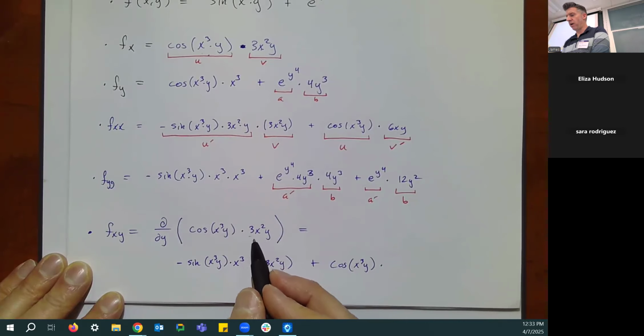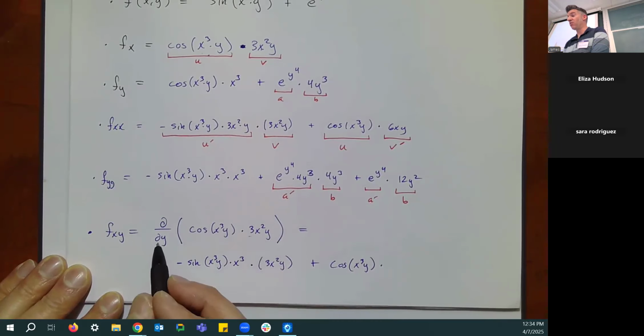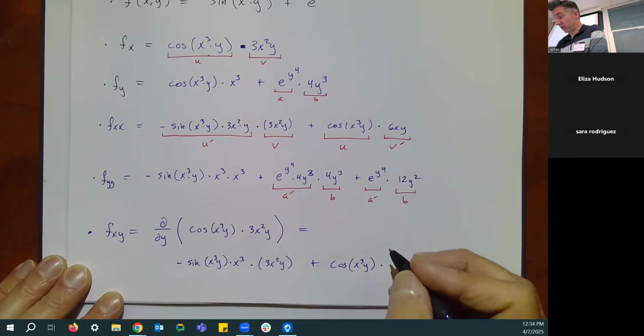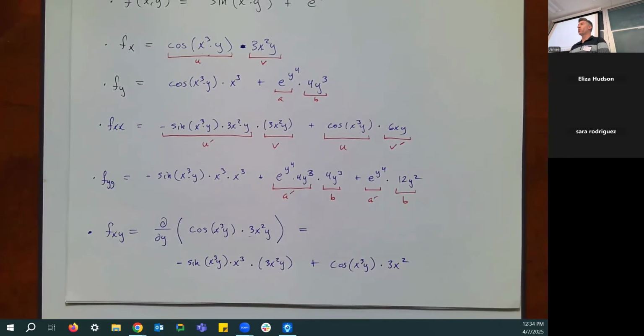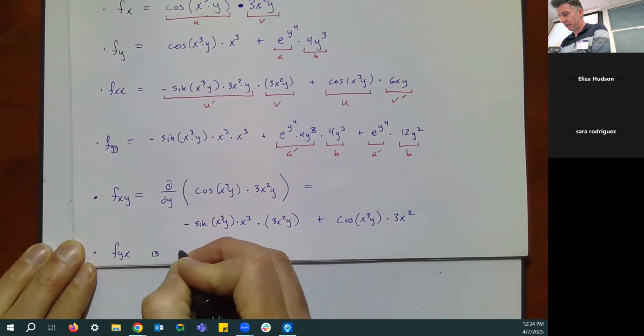what's the derivative of 3x squared y? With respect to what variable? With respect to y. So the derivative of 3x squared y should be 3x squared times 1. So it's super duper important to make sure you're paying attention to the variable that we are differentiating with respect to. So on your own, you all should check that fyx is the same.